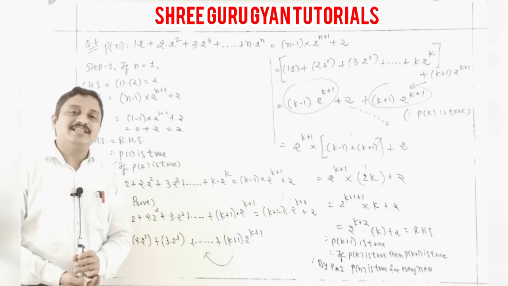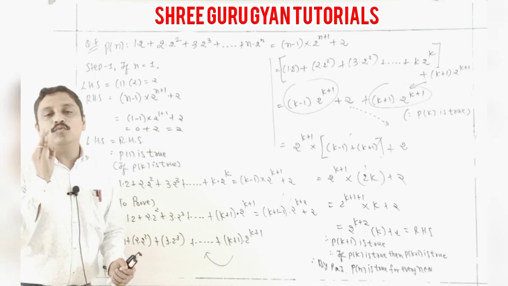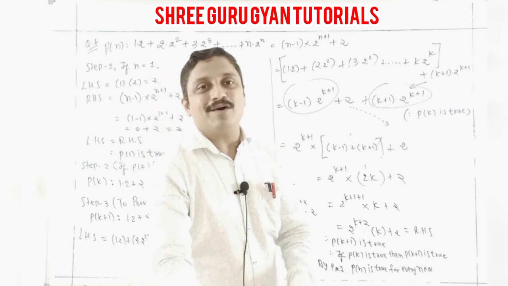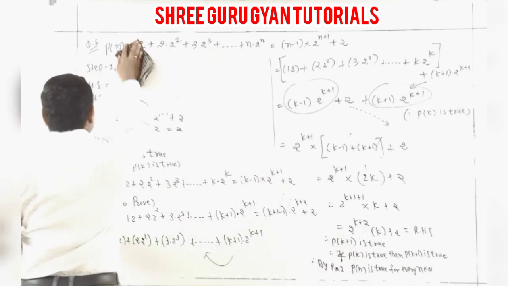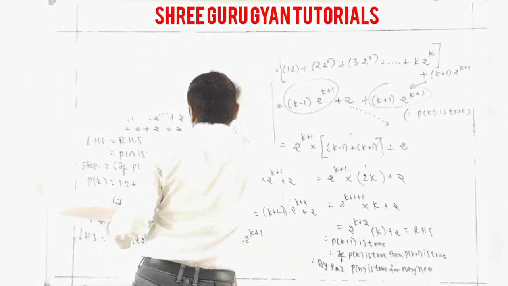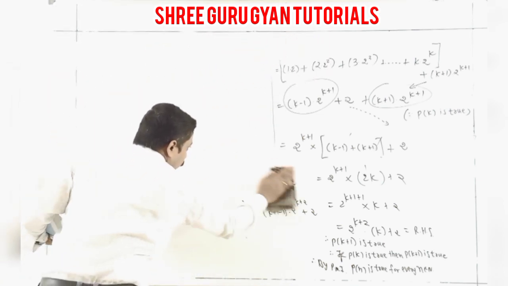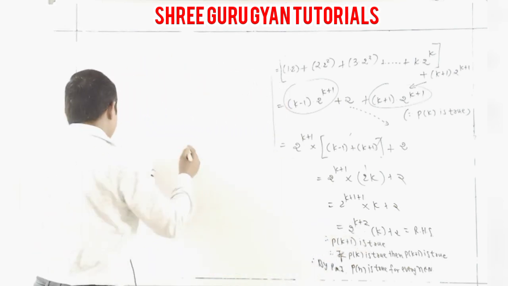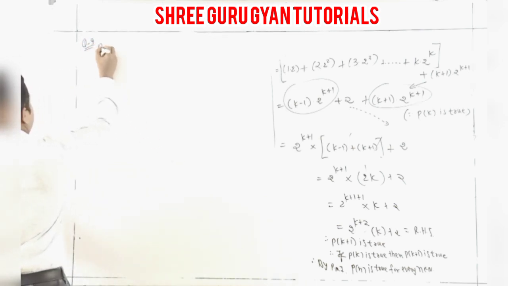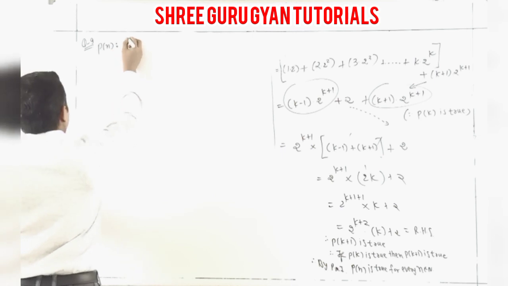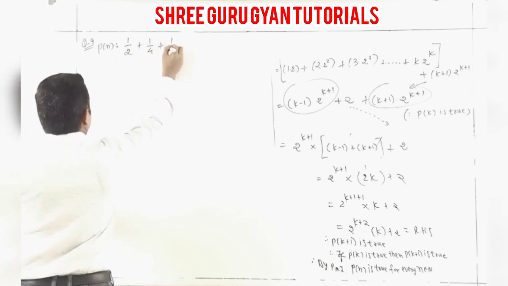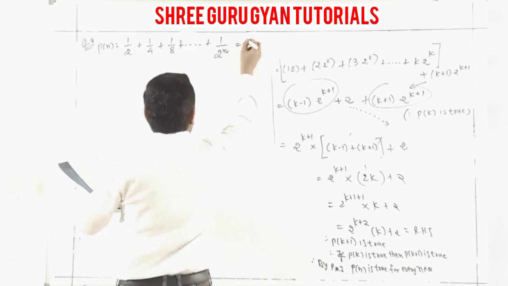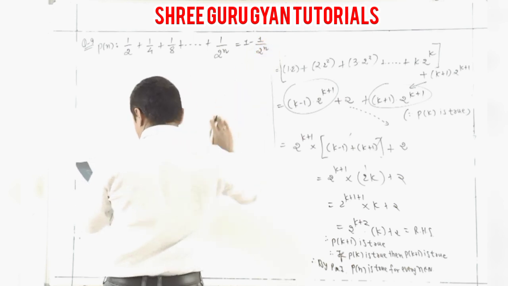Yes students, I think you now properly understood what we write down in these 3 steps. Correct, no? Yes. Now I am moving ahead. Next question, 9th one. Question number 9. Prove that by PMI rule, P of n, which is 1 by 2, 1 by 4, 1 by 8 and 1 by 2 raised to n, equals 1 minus 1 by 2 raised to n.